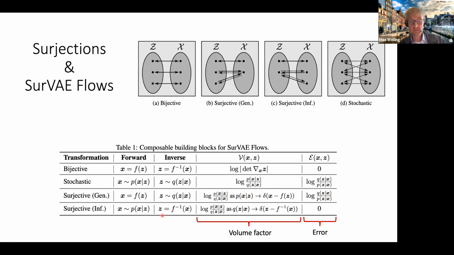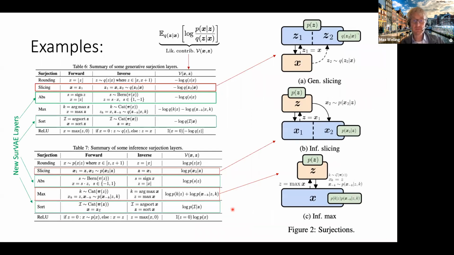You still make an error, but if you have a surjective map in the inference direction, then you get 0 error, and you can also compute these Jacobian terms explicitly. So we've now generalized this concept. Now let's look at 3 examples that you may already know.